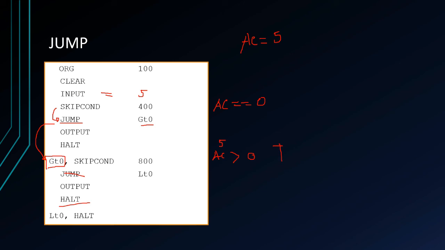And if false naman dito sa SKIPCOND 800, then continue tayo sa jump instruction. We're going to jump to label LT0, which is here. And then mag-halt. Ganun lang. So, yun ang function ni jump instruction.